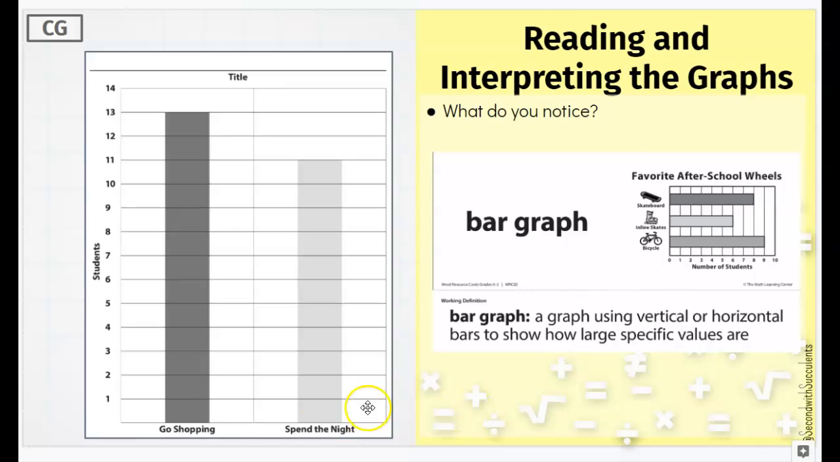In our graph, we're seeing this darker gray bar go all the way up to the number 13. That's how many students chose the first option. We see our lighter gray bar go all the way up to number 11. That's how many students chose the second option. We'll talk a lot more about that as we go. Let's think about something else.